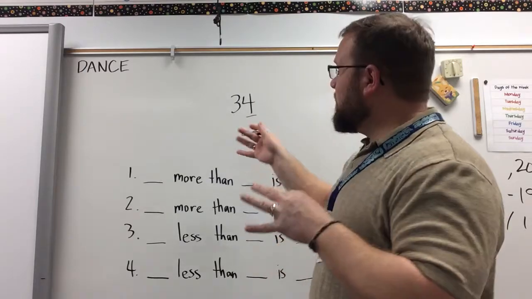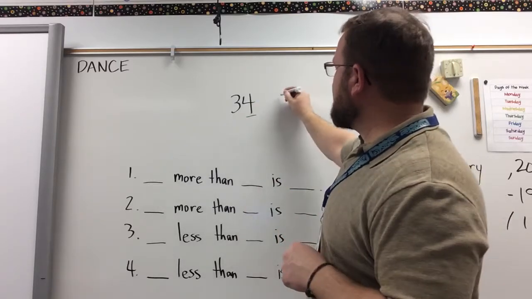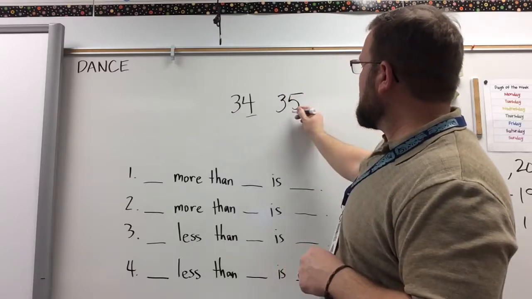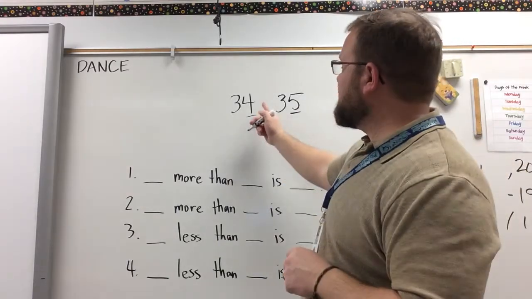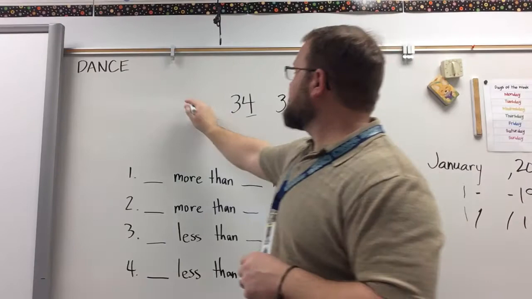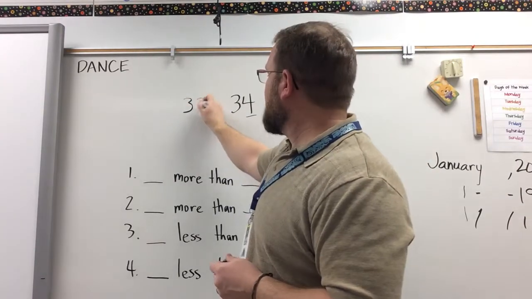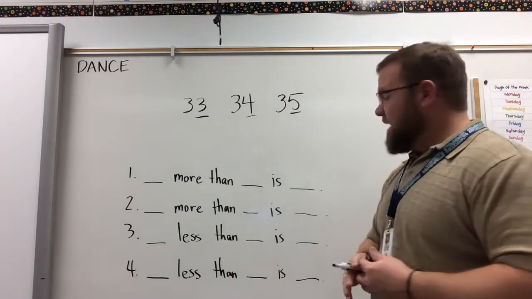Okay? So to find one more than 34, more means bigger, so we're going to add a number to that. Our 3 stays the same. And so when we add our 1, we get 35. Okay? When we take 1 away to get 1 less, our number becomes 33, because it goes smaller by 1 number, okay?